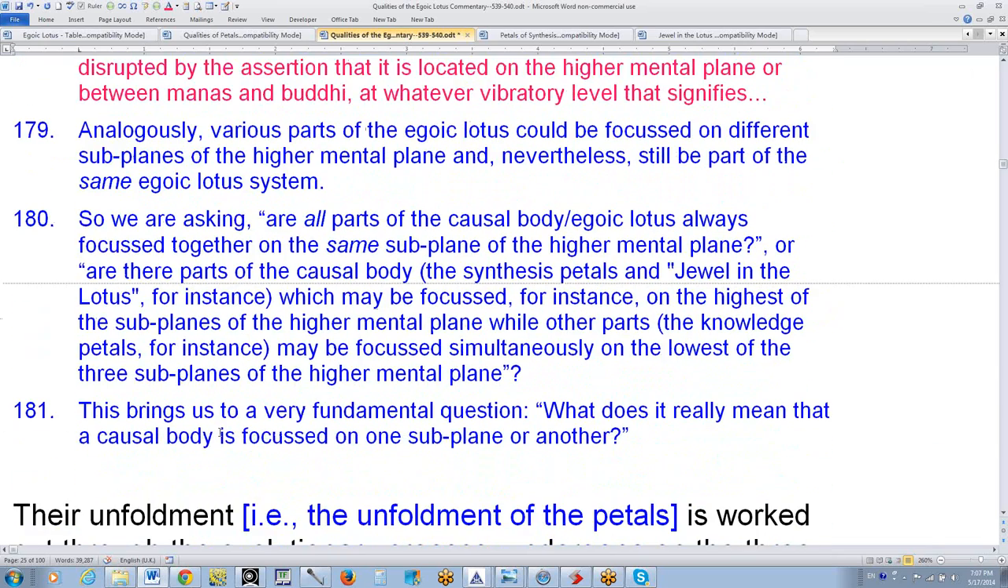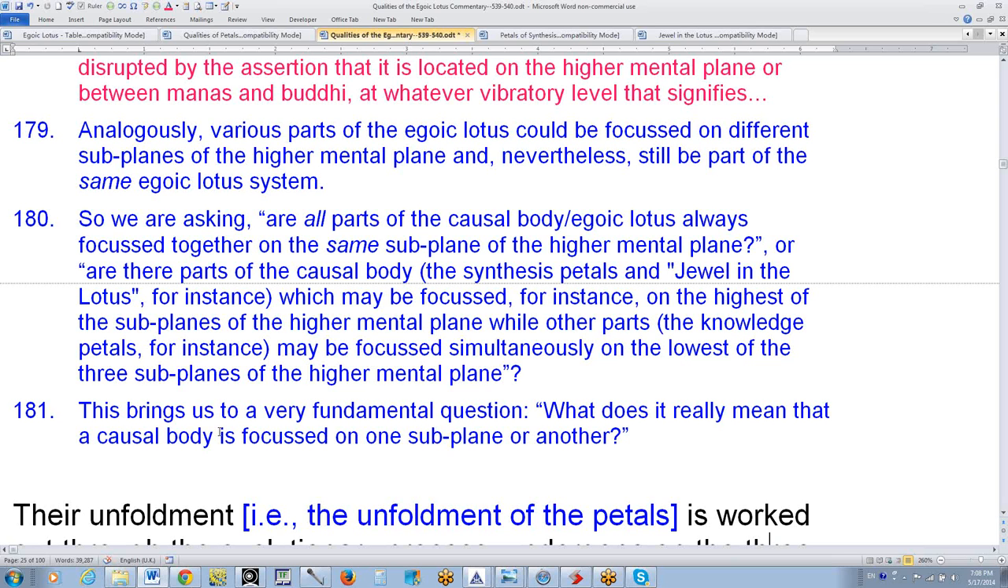So, we are asking then, are all parts of the Egoic Lotus always focused together on the same subplane of the higher mental plane, or are there parts of the causal body, let's say the synthesis petals and the jewel in the lotus, for instance, which may be focused on the highest of the subplanes of the mental plane, while the other parts, the knowledge petal, for instance, may perhaps be focused simultaneously on the lowest of the 3 subplanes. Then what does it mean to change polarization, or that the lotus moves to the 2nd subplane? What is it that moves to the 2nd subplane?